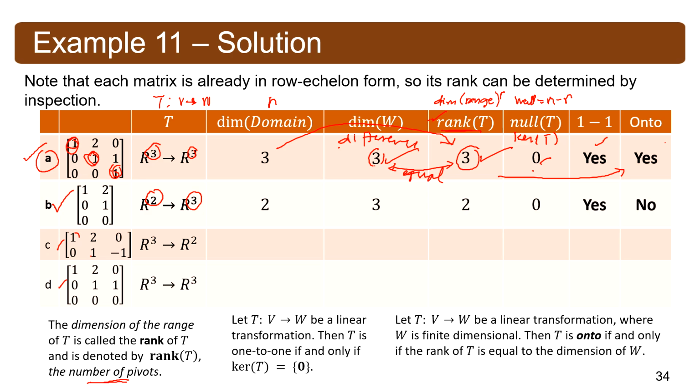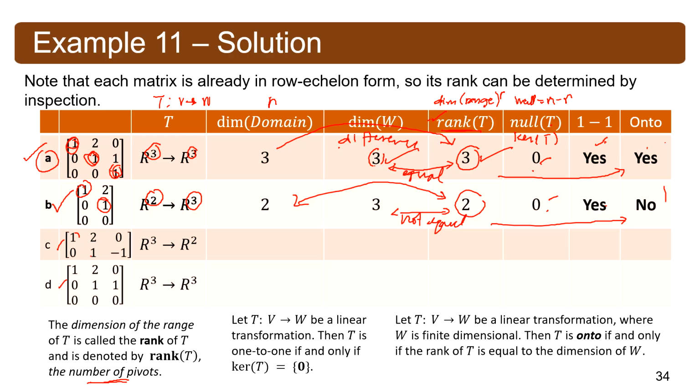We take the number of pivots here, and there are 2. So we have 2 here. Then we get the difference of these 2 for us to get the nullity or the kernel. And since it is 0, it is 1-to-1. And since these two are not equal, therefore it is not onto.